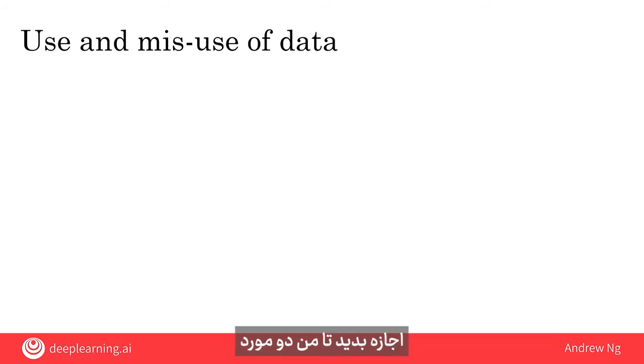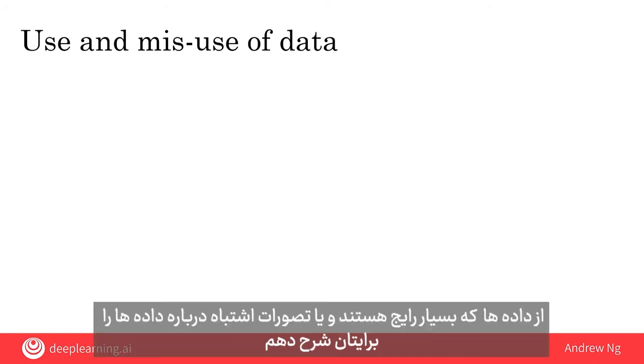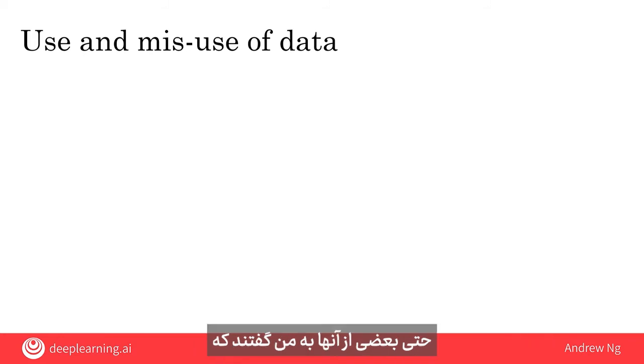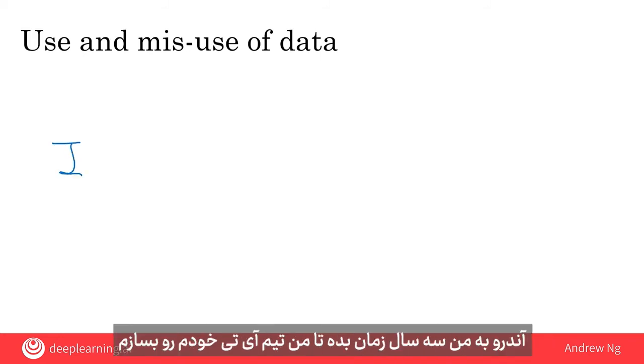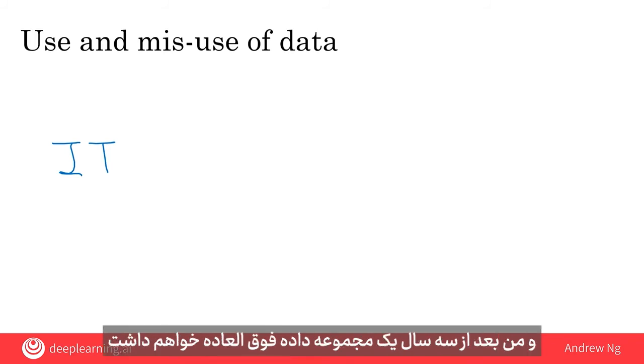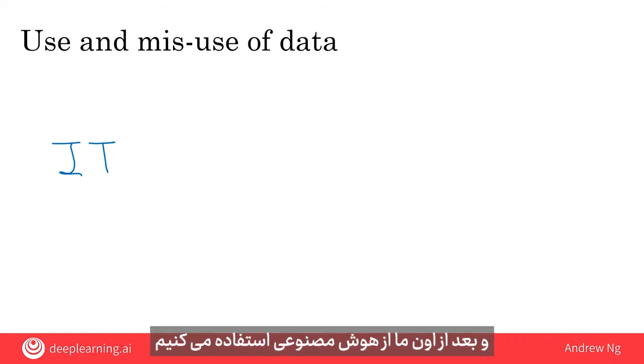Data is important, but is also a little bit overhyped and sometimes misused. Let me describe to you two of the most common misuses or the bad ways of thinking about data. When I speak with CEOs of large companies, a few of them have actually said to me, "Hey Andrew, give me 3 years to build up my IT team. We're collecting so much data. And then after 3 years, I'll have this perfect data set and then we'll do AI then." It turns out that's a really bad strategy.